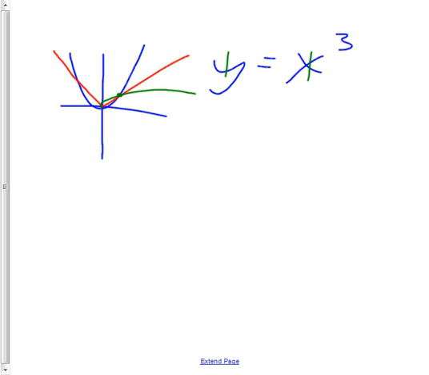Would you grab your graphing calculator and graph y equals x to the third? If you do not have your graphing calculator, would you please borrow one of mine rapidly? Right here. I have 3 of them if another person needs one. Okay.